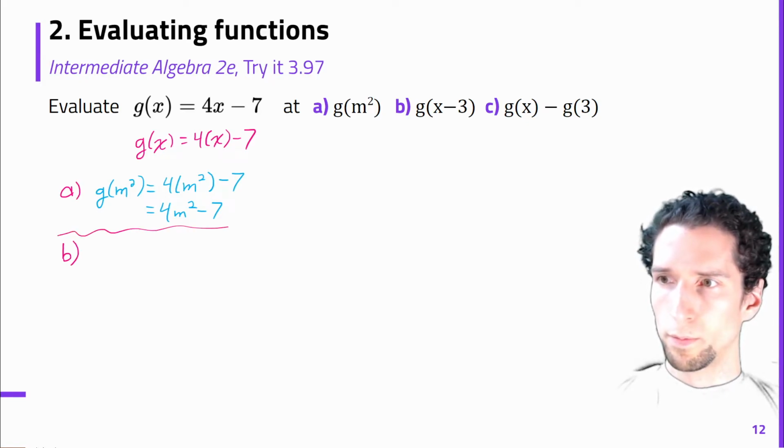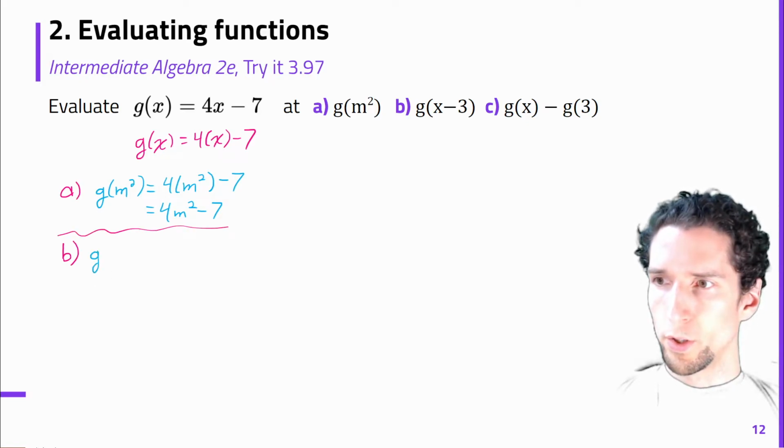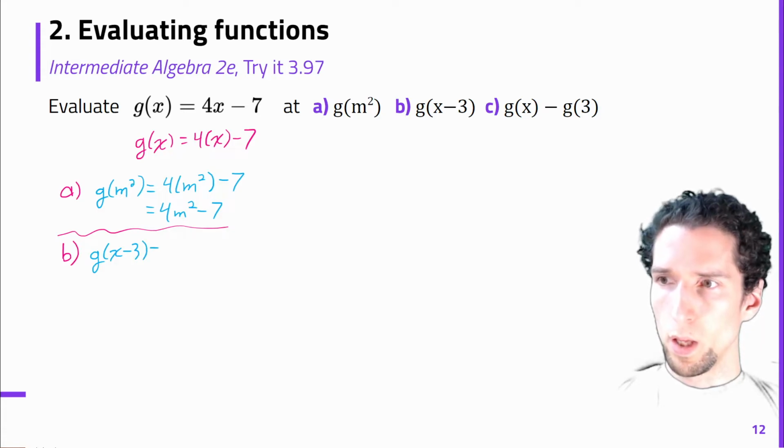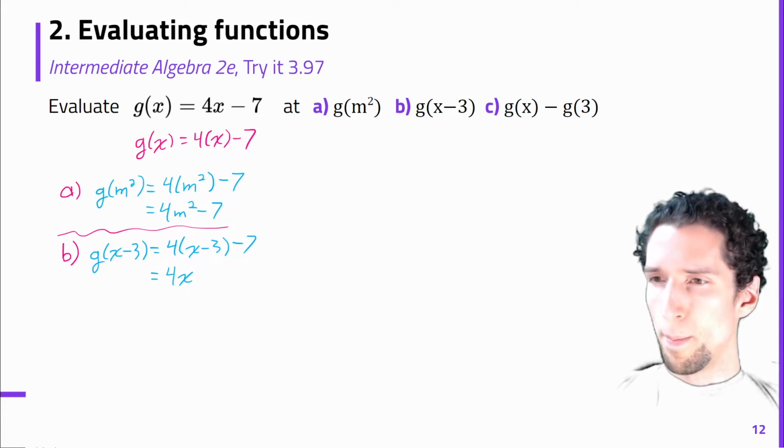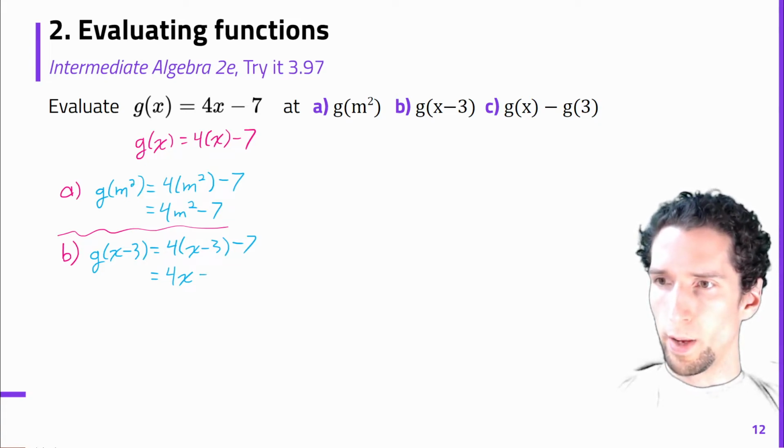B here is g of x minus 3. So again, anything inside the brackets, I'm just going to replace and write x minus 3. So 4 times x minus 3, minus 7. Expand and simplify here. 4x minus 12 minus 7, so negative 19 here.